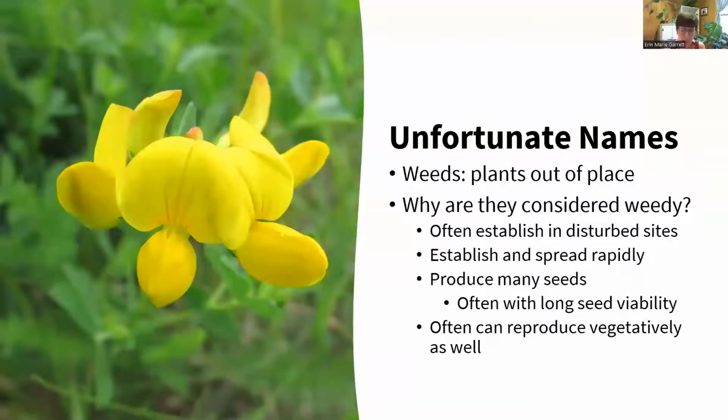So oftentimes they are able to establish readily in disturbed areas, but that doesn't necessarily mean that's the only place they will grow. Oftentimes they're able to establish and grow very quickly and spread very quickly. They often produce many, many seeds, hundreds, even thousands of seeds that can live and survive in the soil for several years to several decades even. And they often also can spread vegetatively, like through rhizomes as well.